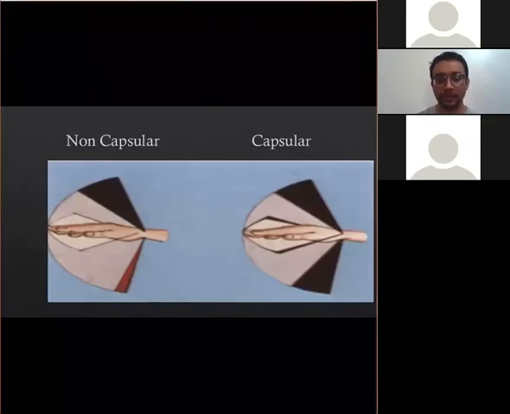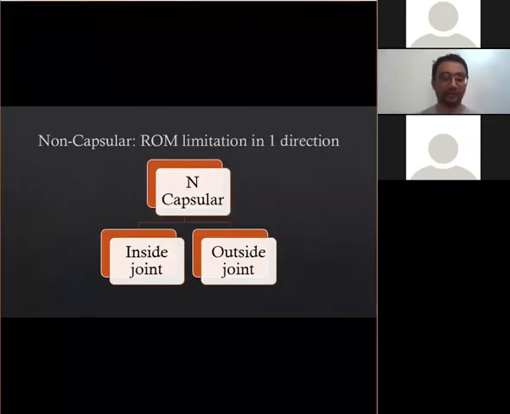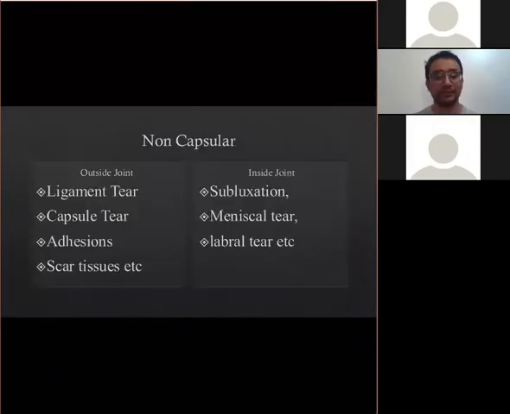Now, if it is non-capsular, then like I told you, it could either be coming from inside the joint or inside the capsule, or it could be coming from outside the capsule, outside the joint, right? And what structures are inside the capsule and outside this capsule? Can you please write me down? What structures are there inside the joint?